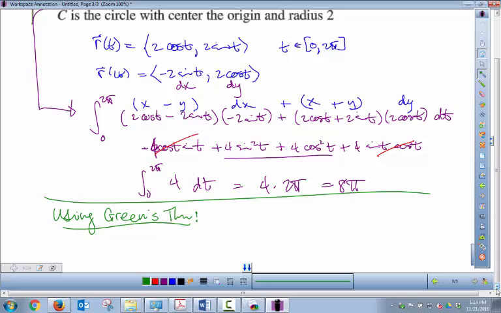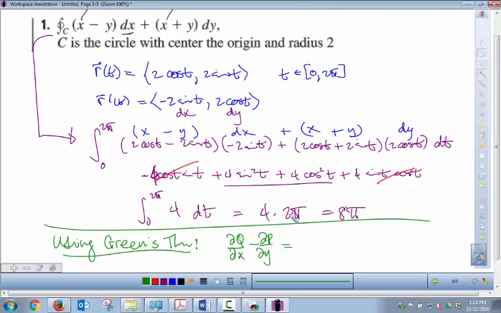What we want to do is we want to make this into a double integral, right? So for a double integral, we need to find the region. First of all, we need dq dx partial minus dp dy, because that's what's going to go inside of our integrand, right? Of your double integral. So the derivative of the second one with respect to x, well, that's just 1. The derivative of the first function with respect to y, that's negative 1. So that's just 2.